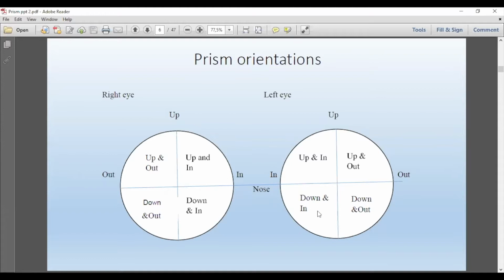And if it's in the third quadrant, in other words, you're placing the base in the third quadrant, it will be down and out. And fourth quadrant, down and in. Whereas the fourth quadrant for the right eye is down and in. So now this is where sometimes, depending on how you write your base directions, it can be a bit confusing.